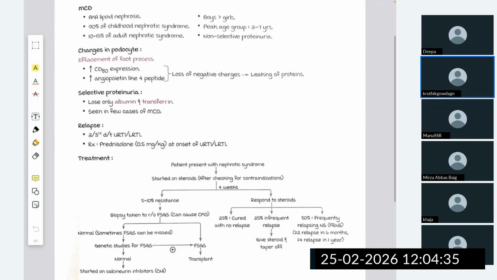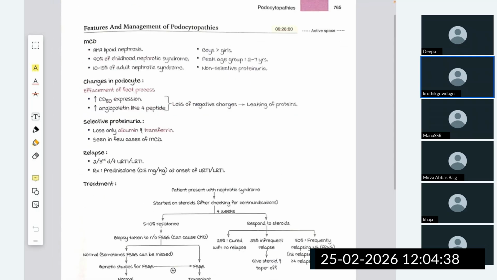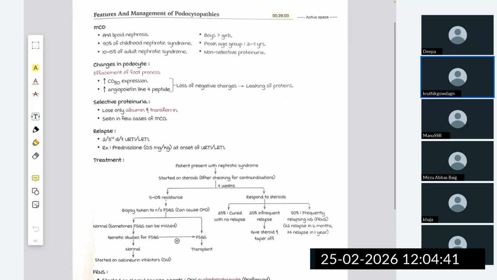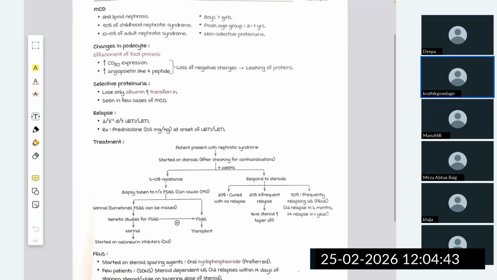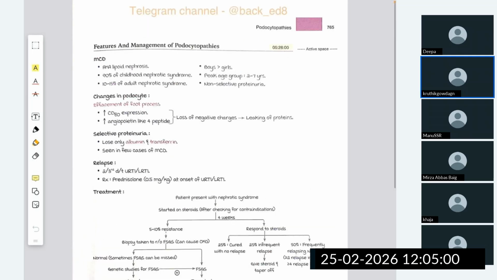Treatment of minimal change disease. Before that, for investigations, you can write the common investigations, that is renal function test, and other investigations that we mentioned in nephrotic syndrome. You can copy from nephrotic syndrome and paste it here. Before mentioning the treatment, I'll mention a few important points about minimal change disease. It's also called lipoid nephrosis. 90% of childhood nephrotic syndrome is due to minimal change disease. I mentioned 80% because it's mentioned in the textbook like that.